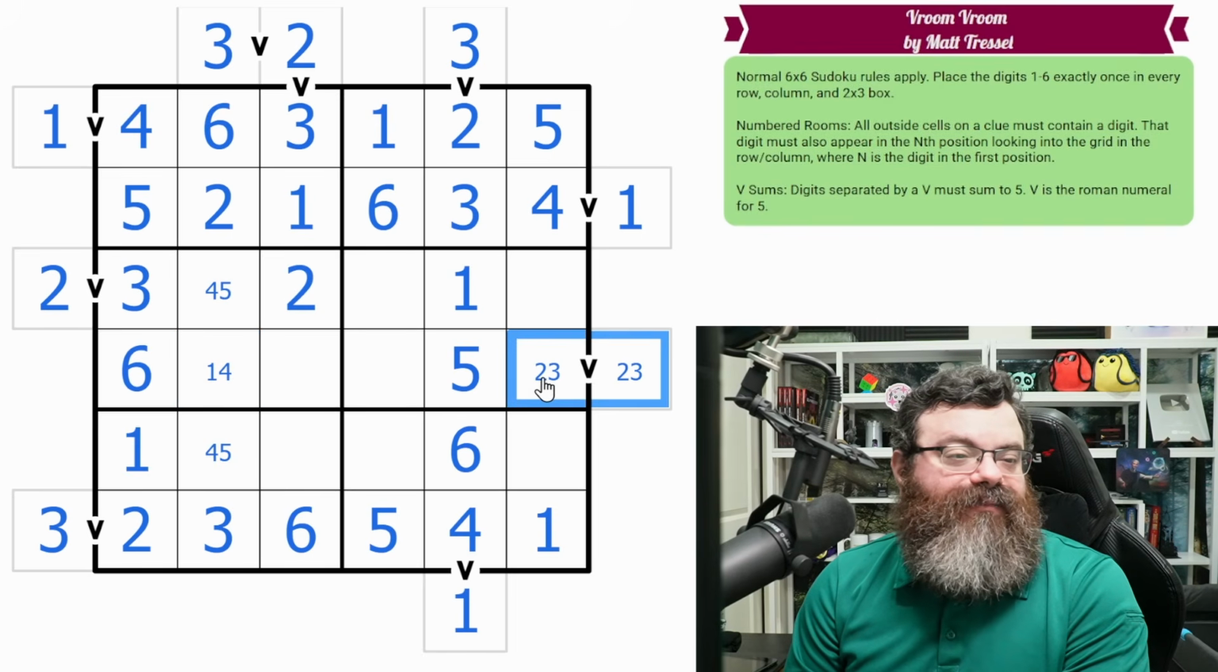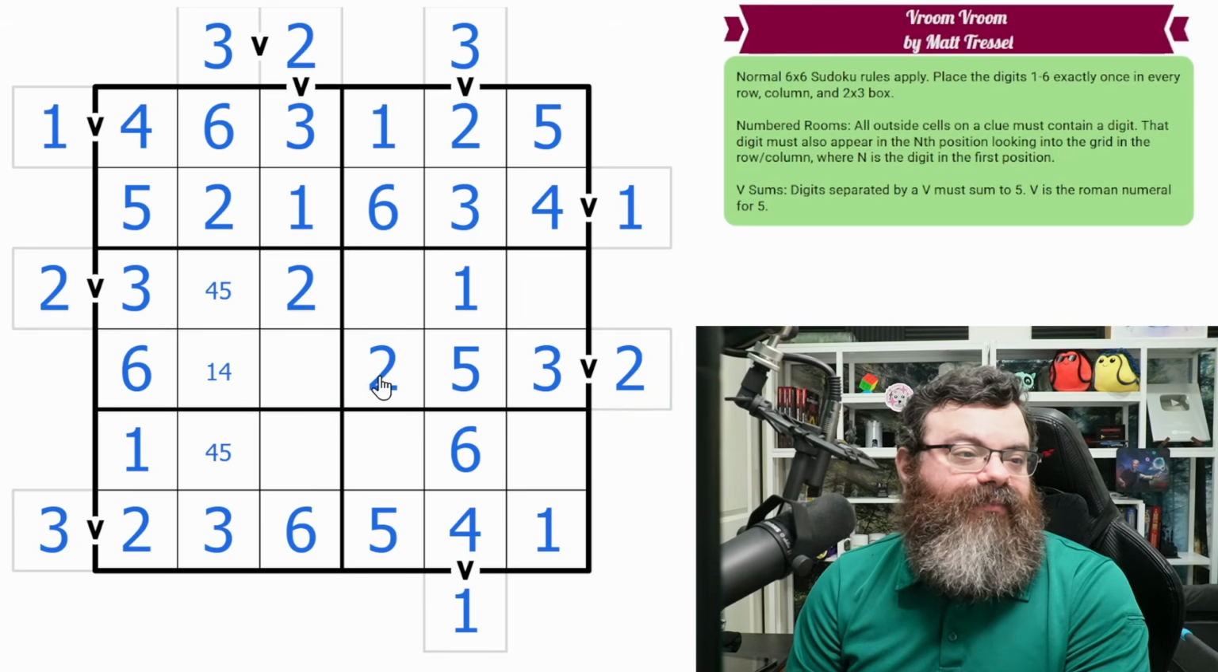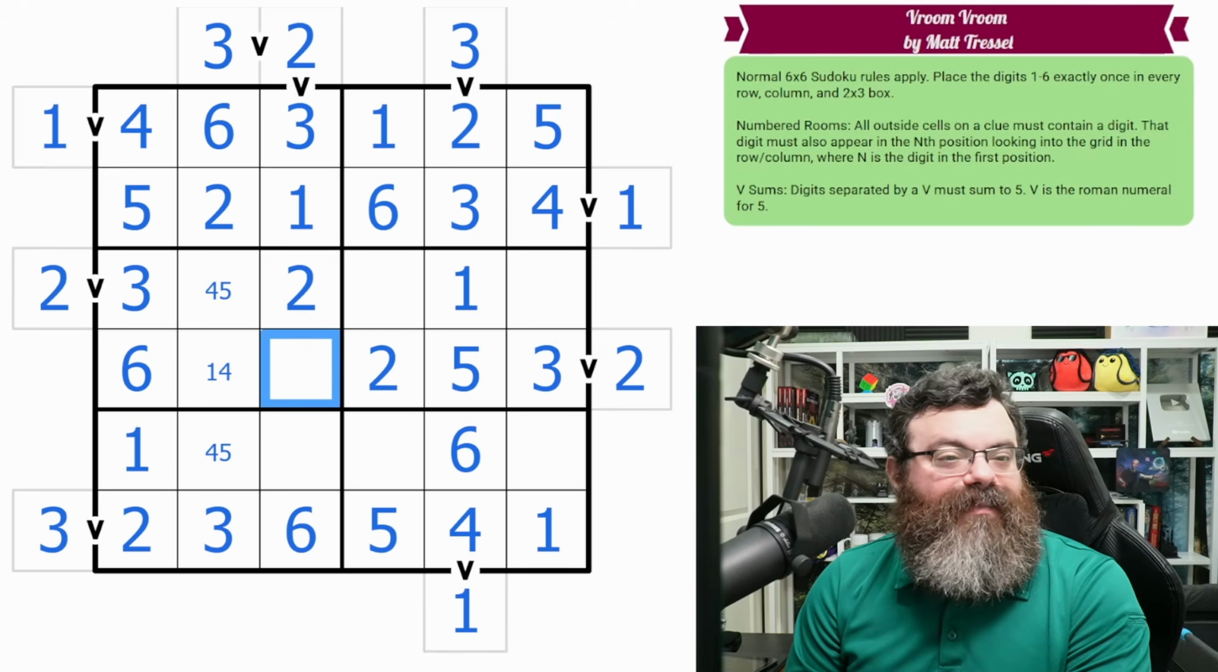Are there any numbered rooms I haven't done? Okay, so this can't be a 2 because there's a 5 sitting there. So that's 3, and that's 2, and that's 2. I think I've done all the other numbered rooms. I think, yeah. No, 6 needs to be, sorry, 3 is at 6. No, never mind. Got that backwards.